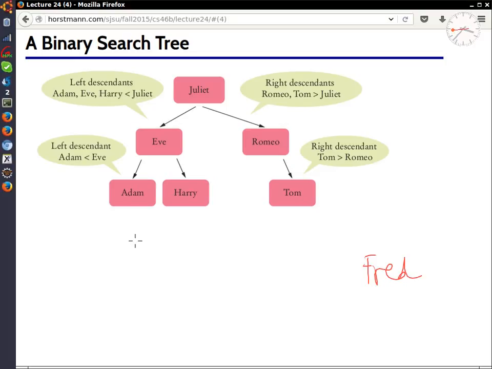Now it's pretty clear that Fred has to go to the left. It can't go to the right of Juliet. And now I'm looking at Eve. Well, it has to go to the right of Eve because otherwise it's not a binary search tree. And now it has to go to the left of Harry, so that's where it gets inserted. That's the insertion algorithm. It's a simple algorithm. Now I've explained it to you in a recursive way. You could also look at it in an iterative way where you start at the root and then you set some pointer either to the left or to the right. And that would be an equivalent way of thinking about it.